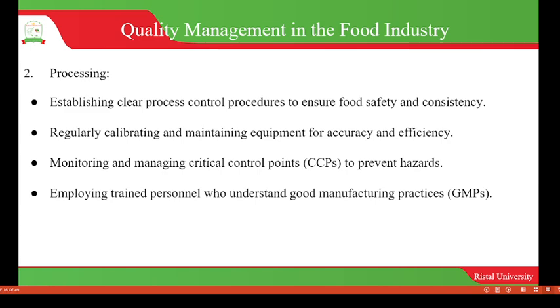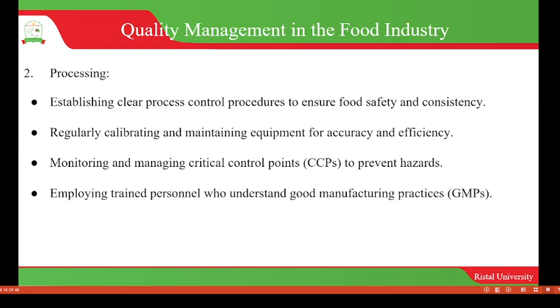During processing also, we can practice quality management. Quality management is important in processing because when we manage the quality during processing, that means the final product will also be of good quality, or it will meet the consumer requirement. So we can ensure that during processing by establishing clear process control procedures to ensure food safety and consistency.